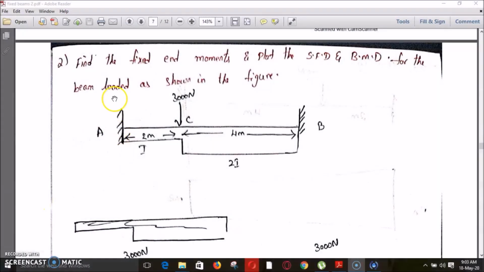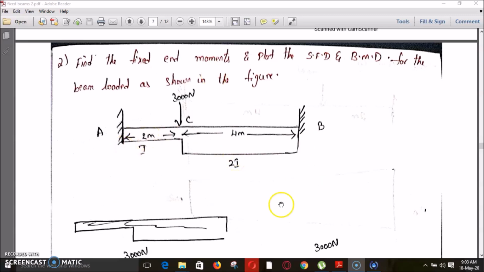Hello everyone, in this class I am going to explain an example of a fixed beam analysis of varying flexural rigidity. So this is our beam with a point load of 3000 newtons acting eccentrically, that is 2 meters from the left end and 4 meters from the right end. And our flexural rigidity is varying here. It is I in the span AC and 2I in the span BC.